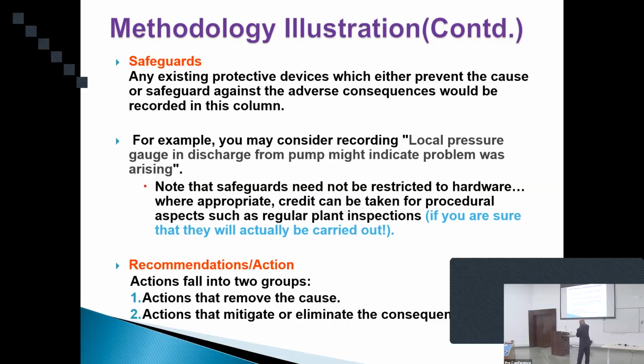Okay. So, recommended action. Action falls into two groups. First, action that removes the cause; that is the first important thing. Second, action that mitigates or eliminates the consequence. These can be recorded in the HAZOP sheet.